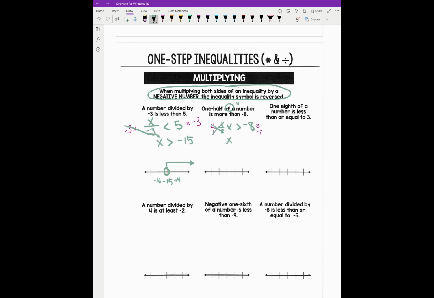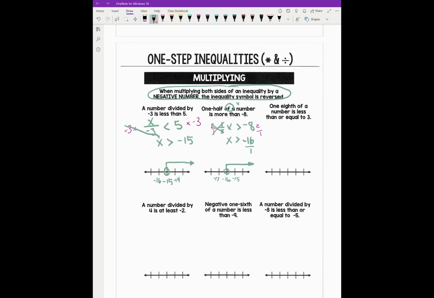When I do that on the left, the fractions cancel out, leaving me with just x. I didn't multiply by a negative number, so I keep the sign the way it is. So I have x is greater than, and this is going to be a -16. If you want to put it over 1, you can. You don't have to, though. So -16 has to be on my number line. I'll put it right in the middle. I need an open circle, and I need all the values bigger than that, so I'm going to the right again.